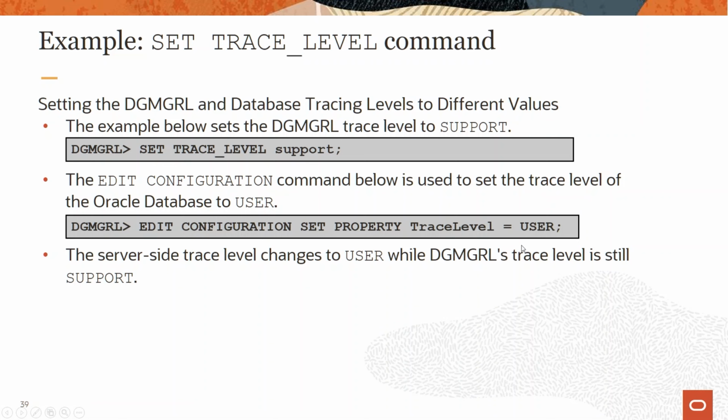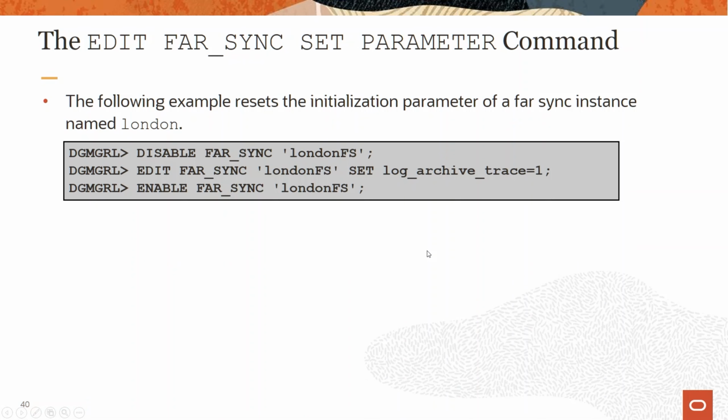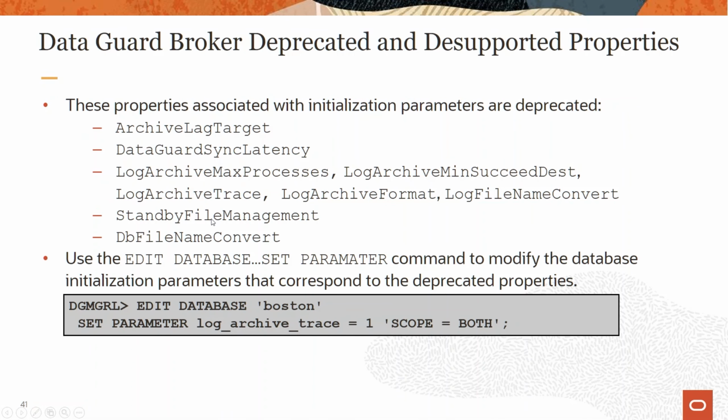So we have a support, and you can set it to a user, so you can change the level of tracing. And also, you can disable file sync, and you can also edit file sync to set log archive trace, and you can also enable file sync London. So you can actually set init parameter for file sync as well. And we have a reference here.